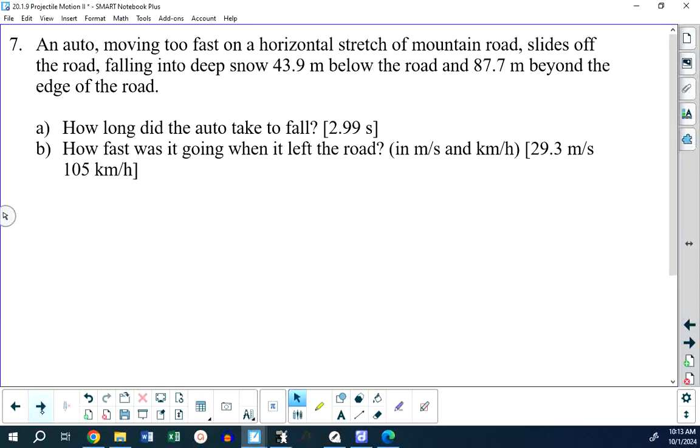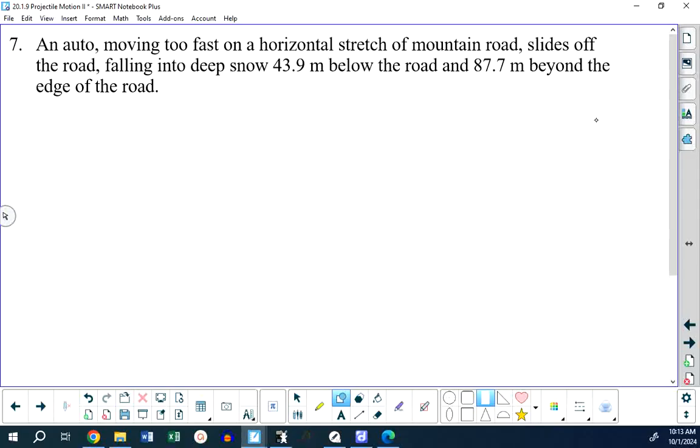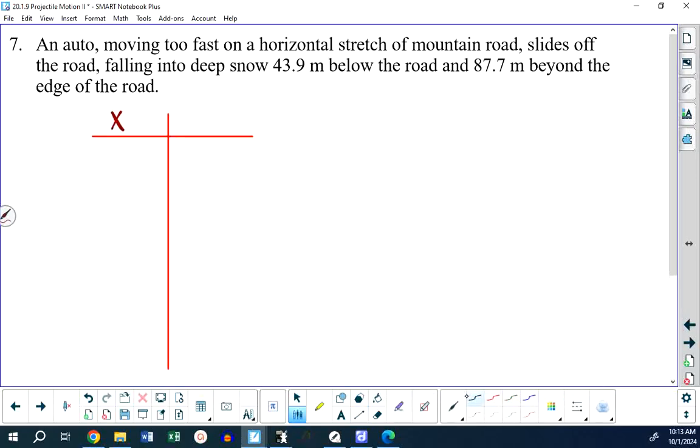How long did it take to fall? And also, how fast was it going? So I'm just going to cover these up. What we do, of course, is we set up our table where we have X and Y. I'm not going to write that X is uniform motion. We should know that. If this were any kind of a written assignment, you'd probably write uniform motion. And I'm not going to put vertical motion here. So we have V, D, and T.